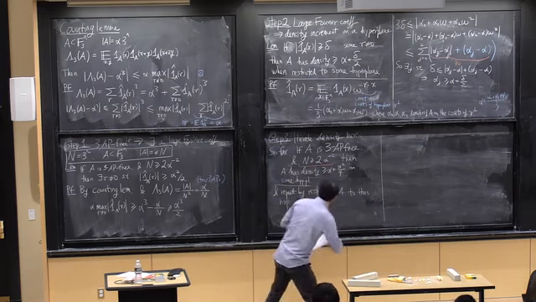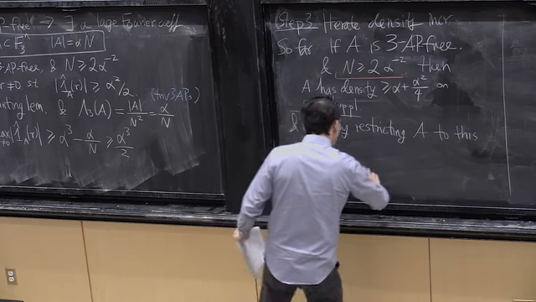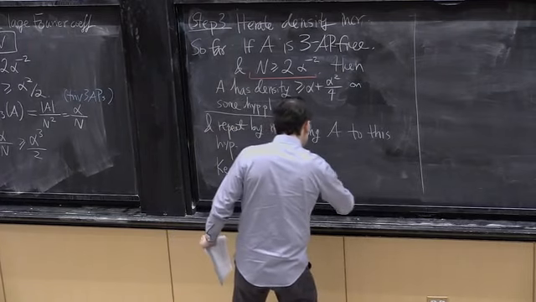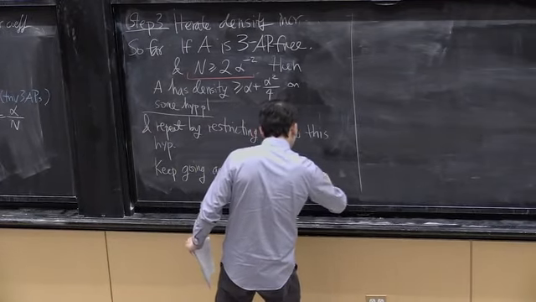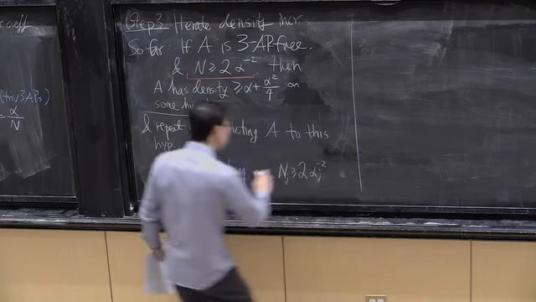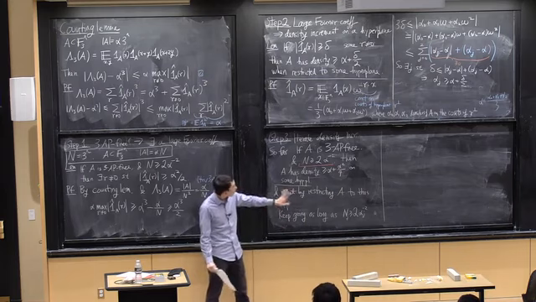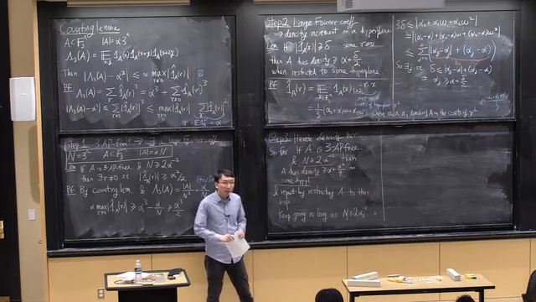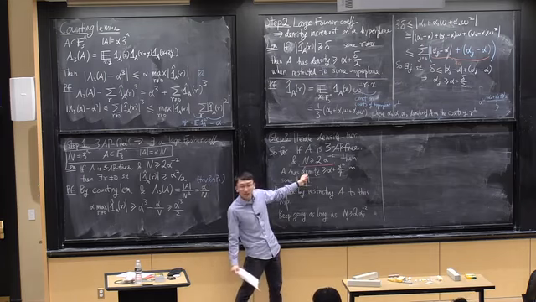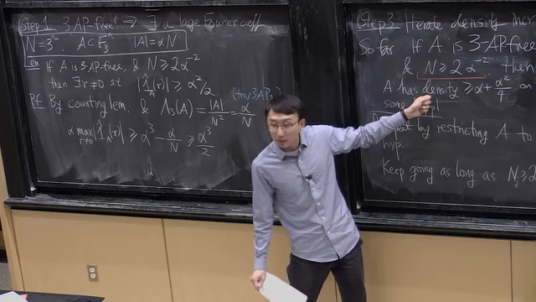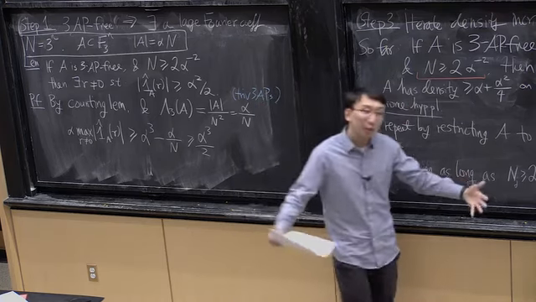So I can keep going as long as n is, so I'm using n sub j to denote what happens after the jth step. I can keep going as long as this is still satisfied. But of course, you cannot keep on going forever because the density is bounded. So density cannot exceed 1. So these two will give you a bound on the total dimension.